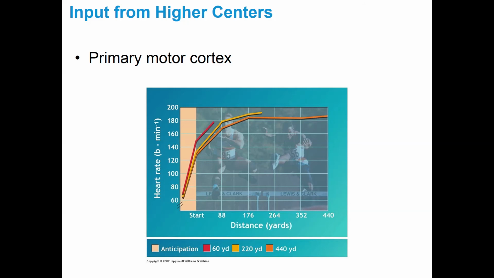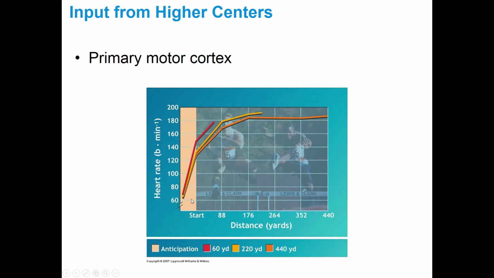And so this picture is a graph from a study from the early 2000s, but what they did was they put heart rate monitors on sprinters in the blocks getting ready to run different distances. So you can see that the red line there is an individual who's getting ready to run the 60-yard dash. The yellow line there is somebody running the 220, and then the orange line is somebody running the 440. And so what you've got is this sort of tan square here, or column. That's while they're in the blocks, they're getting ready to start sprinting.